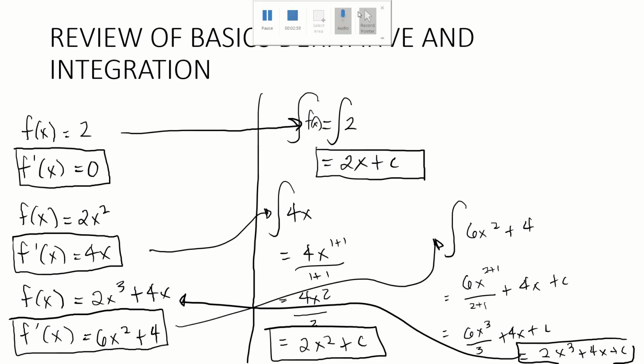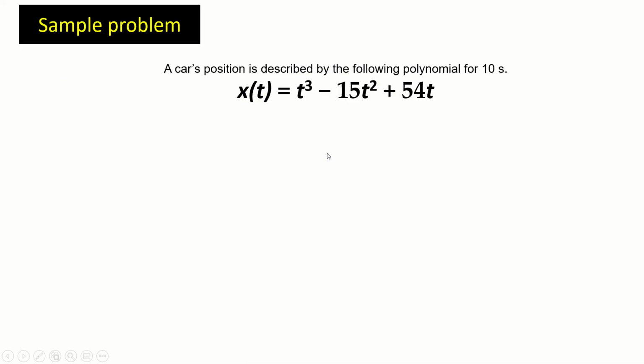Okay, for this first sample problem, a car's position is described with the following polynomial for 10 seconds. X of t is equal to t cubed minus 15t squared plus 54t. So, sinabi dyan, this is a car's position. Okay, so basically, this is a position function.